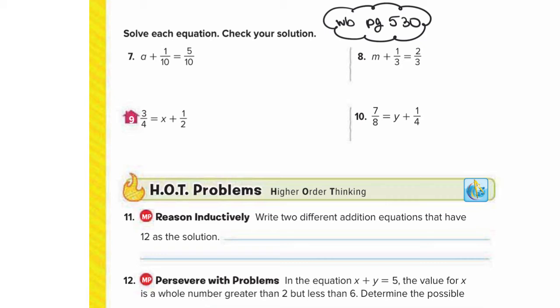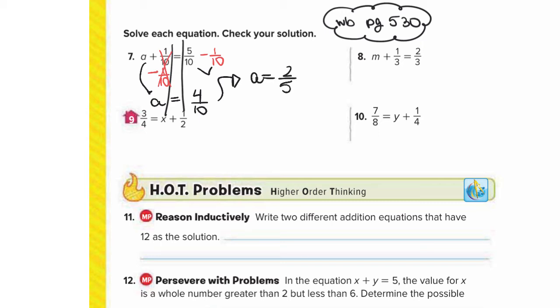Let's start with number 7. Again, I'm going to separate my two sides of the equation. I want to solve for a, so I want to undo this adding 1/10, and that would be to subtract 1/10 from both sides. These cancel out. I'm left with a equals 5/10 minus 1/10, which is 4/10. But I don't want to leave my answer like that. I want to simplify. We could divide both of these by 2, and we would get a equals 2/5.